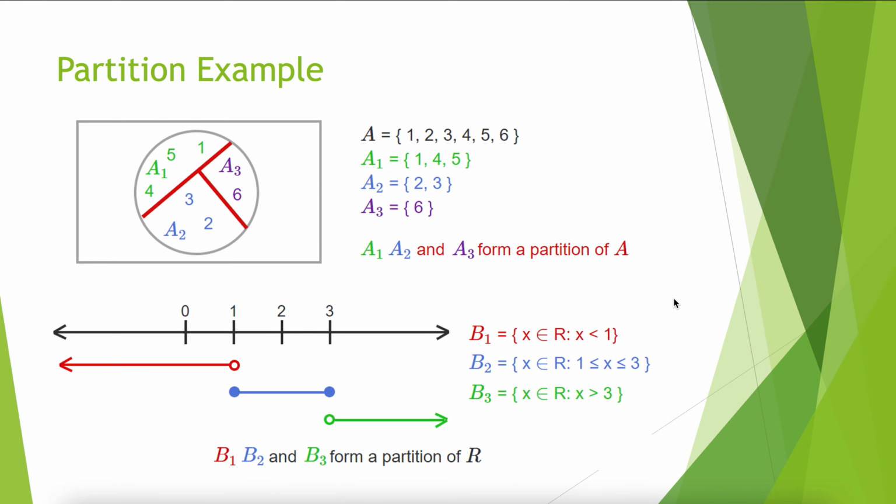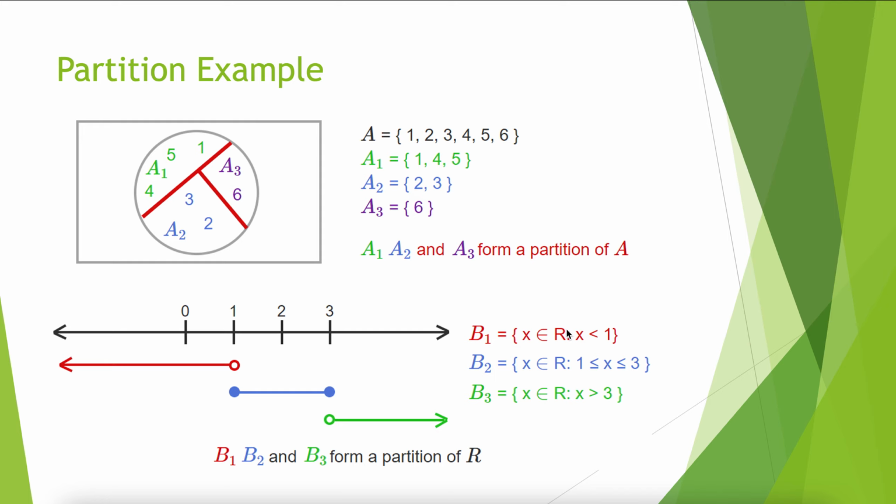Alright. So partition examples look a little like this. Let's say we have a set A = {1, 2, 3, 4, 5, 6}. A1 is a subset which is {1, 4, 5}, A2 is a subset which is {2, 3}, and A3 is {6}. Now A1, A2 and A3 form a partition because they don't intersect on any specific element.